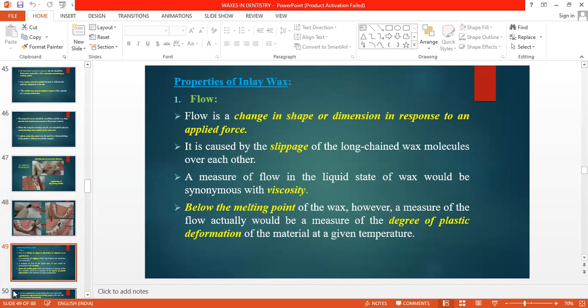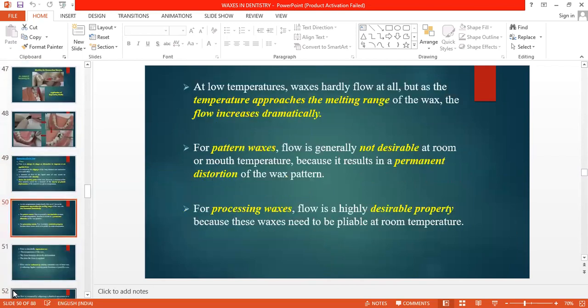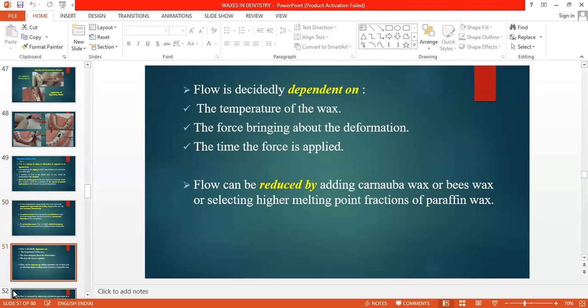The properties of inlay wax. First one is flow, which is a change in shape or dimension in response to an applied force. At low temperature, waxes hardly flow, but as the temperature increases, the flow increases dramatically. For pattern wax, flow is not desirable at room temperature because it causes permanent deformation. But for processing wax, flow is a desirable property. The flow is dependent on the temperature of the wax, the force bringing about the deformation, and the time the force is applied.